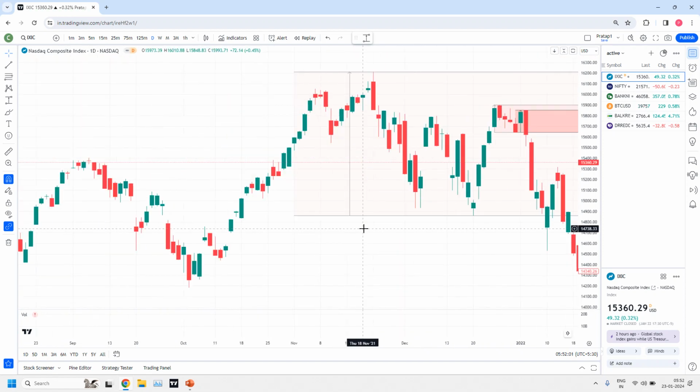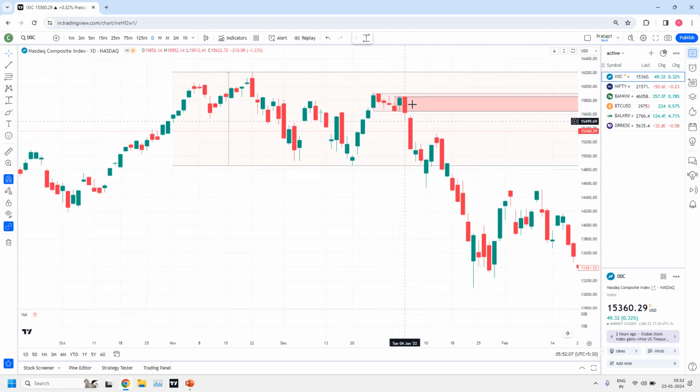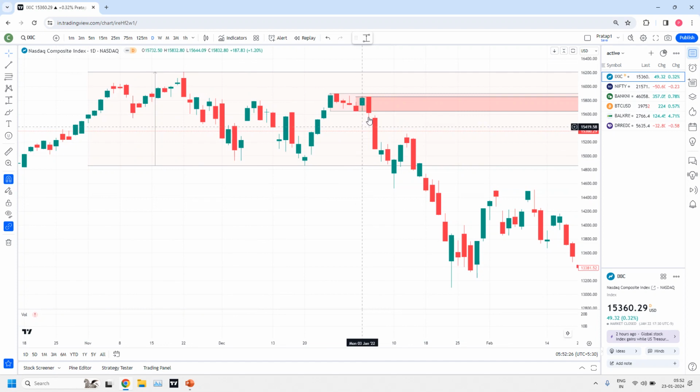See, what is that we identified? We identified a monthly zone. Inside the monthly, we identified a weekly. Inside the weekly, we identified a daily. This entire concept comes under zone confluence. So here, there is a zone confluence between weekly zone and monthly zone. And also there is a zone confluence between daily zone and weekly zone.